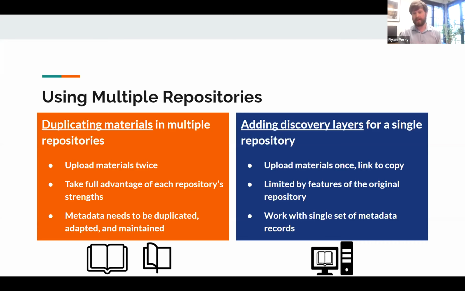The other way to navigate this is to use that specialized repository as a discovery layer. So this is more another view of the same data. You're uploading your materials once, you're uploading your digital objects once, and you're linking to that copy. If you look at the graphics at the bottom of the slide, duplicating materials is like making a copy of a book, versus this, which is showing that book in a different context, in a different viewer. In some respects, you're limited by the features of the original repository, and so that's one of the downsides of this.